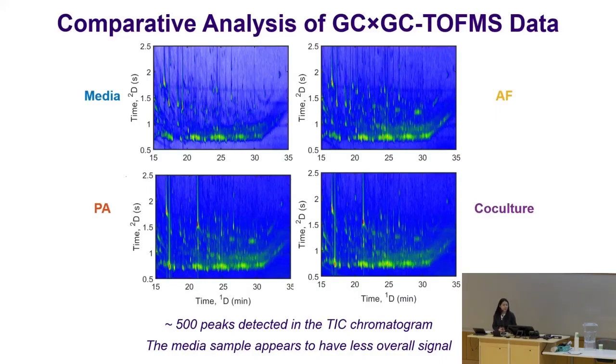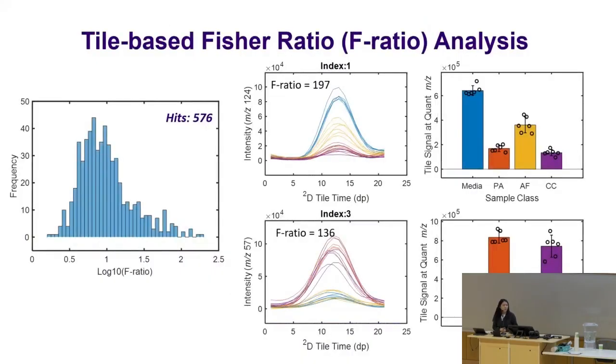And now, as we can see, it's really hard to tell the differences across the other 3 classes based on the raw chromatogram. So that's why we need to apply our tile-based Fisher ratio analysis. For this analysis, we discovered a total of 576 hits.